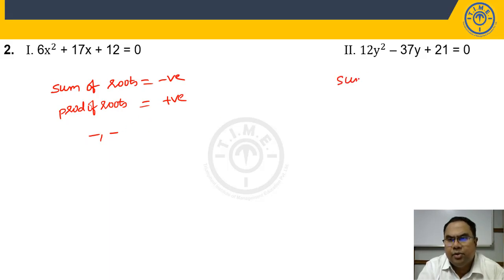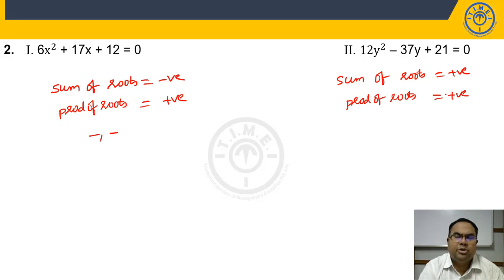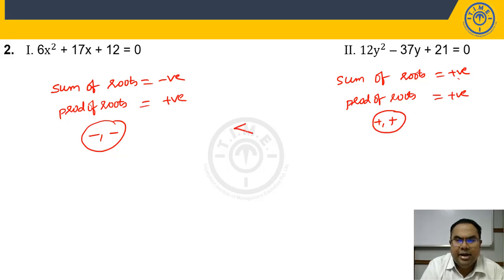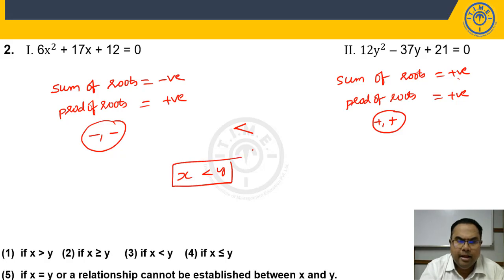Here the sum of roots is positive, right? Product of roots positive. Product positive means both the roots can be positive or both roots can be negative. Because the sum is positive, both the roots here will be positive. So now you can say without even solving, both the roots here are negative, both the roots here are positive. So negative will be less than positive. Straight away I can say x is less than y. X is less than y is present in option 3.